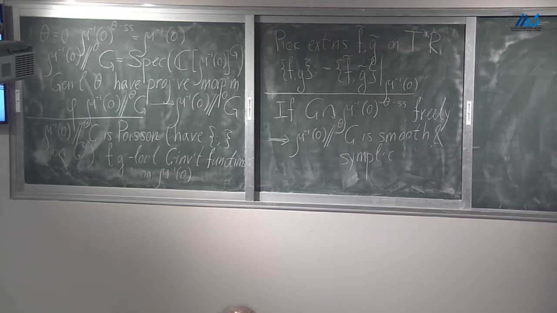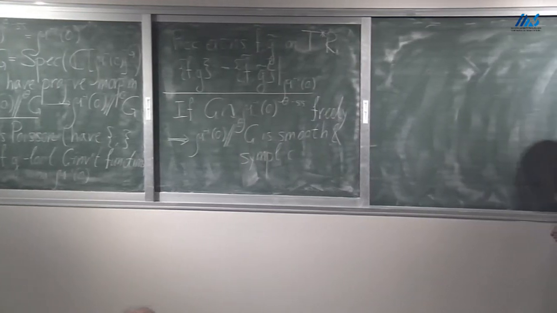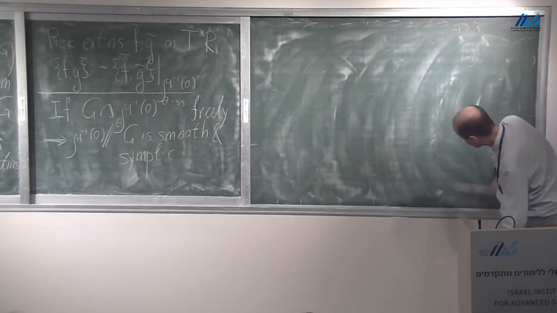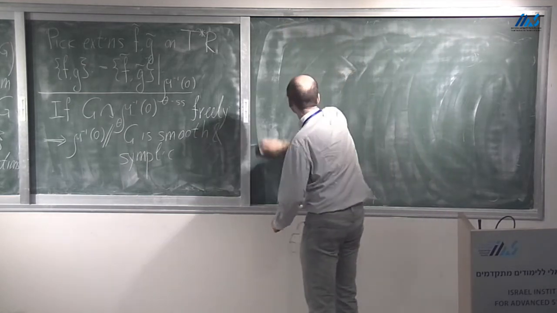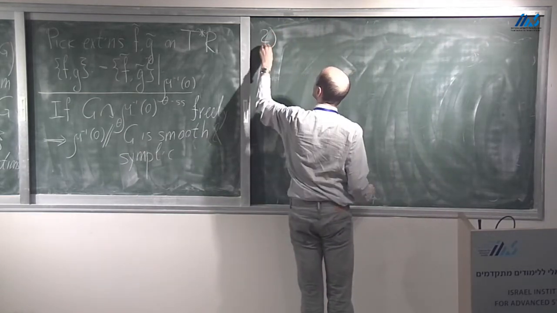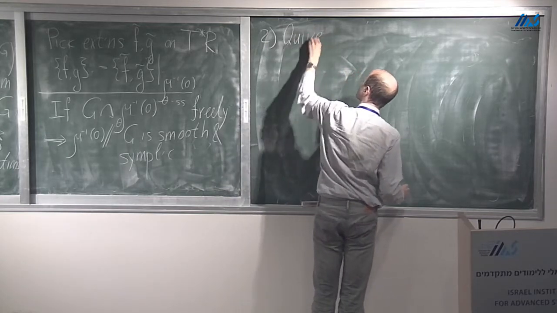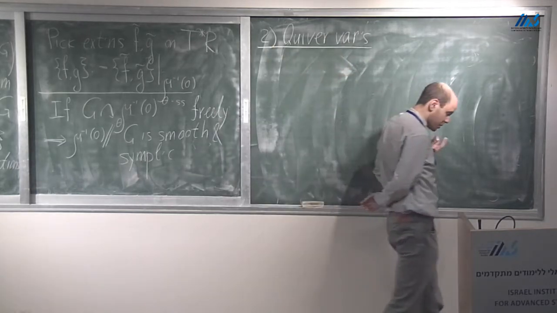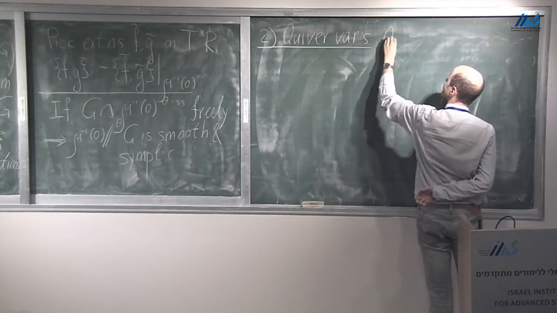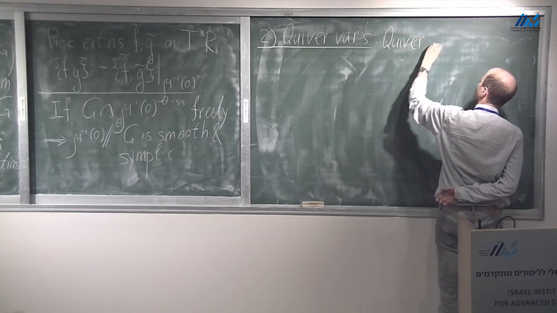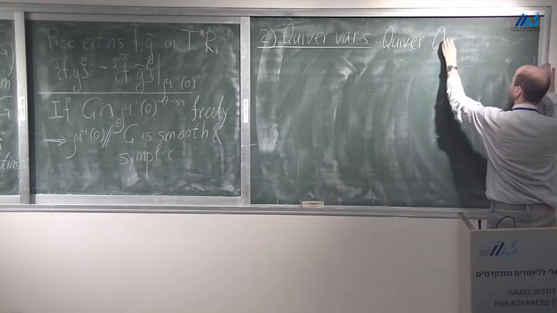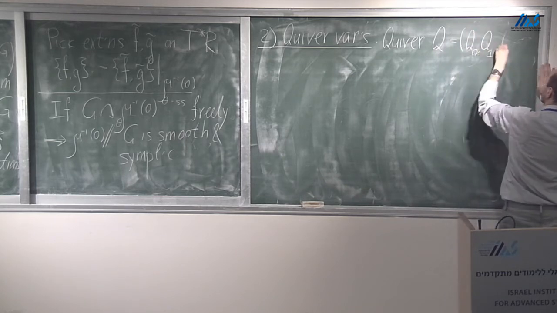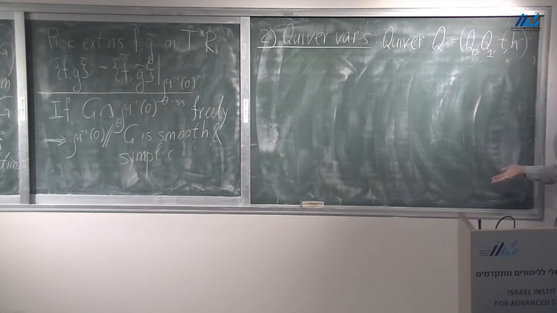And now I'm going to proceed to constructing Nakajima Q varieties, which are going to be special cases of this construction. Not surprisingly, we start with a quiver, which I will call Q. And formally, it's a quadruple, Q0, Q1, T, and H. And informally, it's an oriented graph.